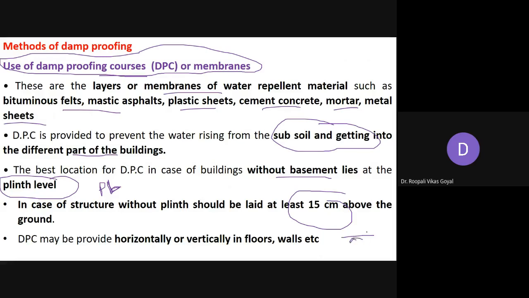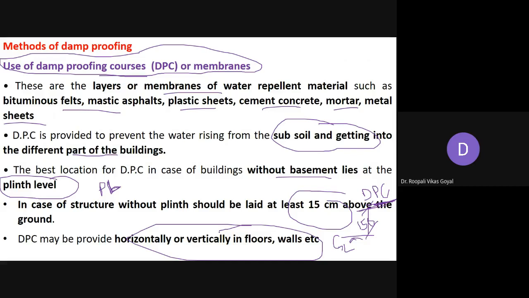Your DPC at least at 150 mm, that means 15 centimeter above, you have to provide this DPC layer. This is the thing that you should remember. The DPC layer should be provided at least about 15 centimeter above your ground level. And this DPC should be provided horizontally and vertically in floors and walls. Normally in walls you provide it vertically, in floors horizontally. So this is the layer that we are laying.